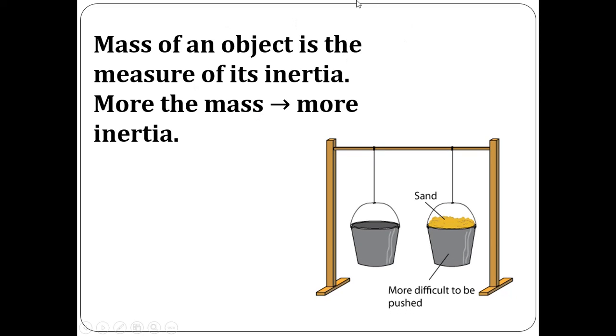So here you can see the basket. Here the sand is filled in one basket, so it is very difficult to push because the weight of the bucket which contains the sand is more. So more mass means more inertia, and it will resist the change, so it's very difficult to push. But the bucket which is not having sand can be easily moved, as its mass is less, so it has less inertia, and we can easily move it.